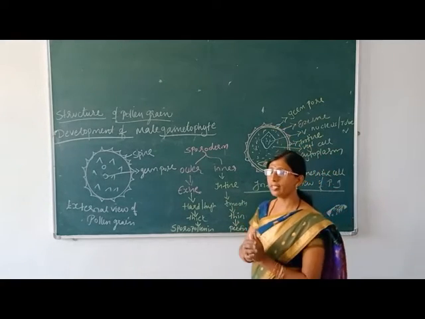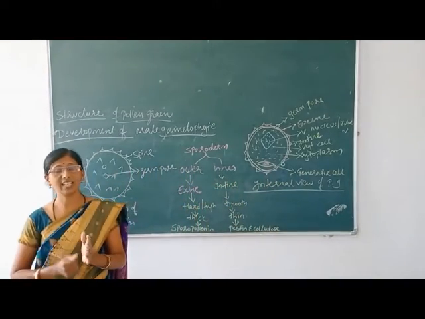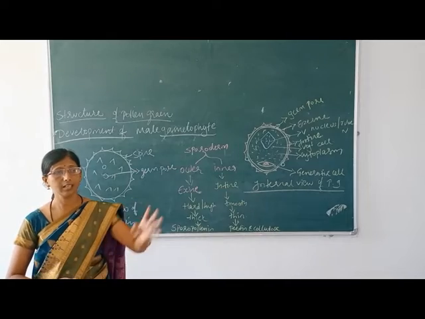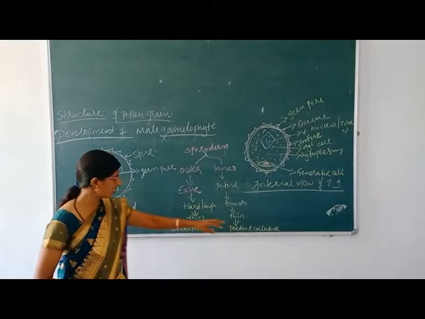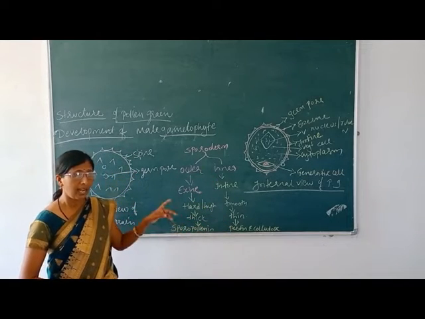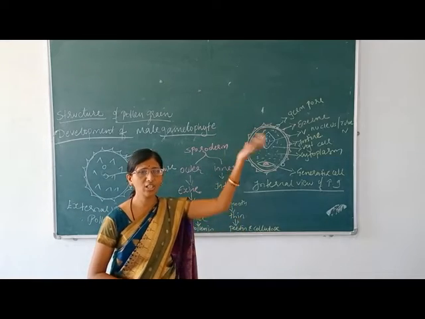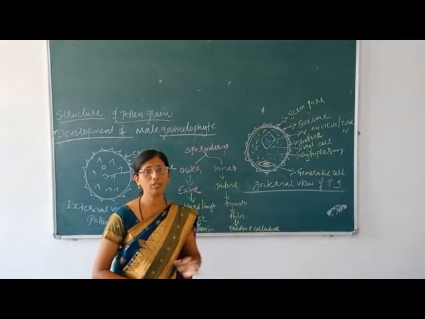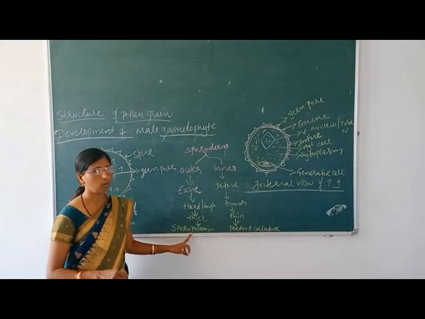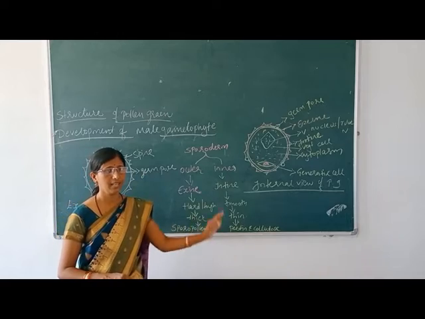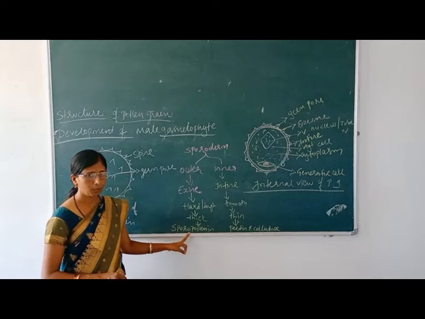Exine gives hardness to the pollen grain. It has resistance against heat, acid, base, and no enzymes can degrade it. Why? Because of the sporopollen. The pollen grain of ancient plants can also be preserved as a fossil. It cannot be degraded because of the presence of sporopollen, and this is the main function, that it is preserved as a fossil.